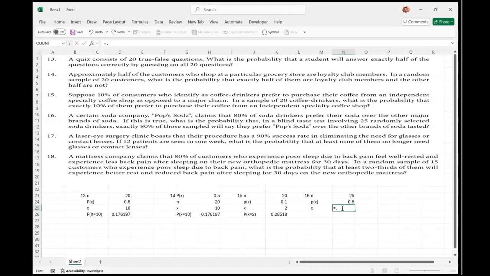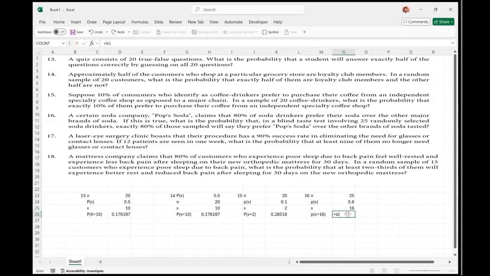So 0.8 multiplied by 20, that will be 16. So let's see, exactly 80%, it says. So we're looking for the probability of x equal to 16. That will be our question.